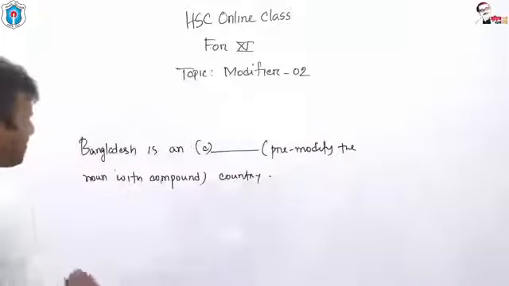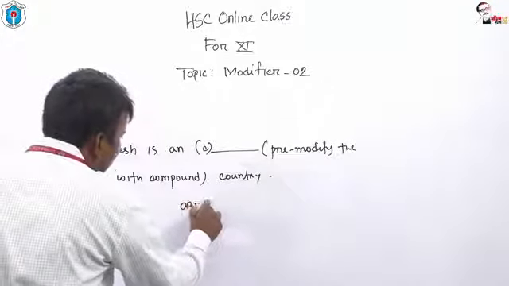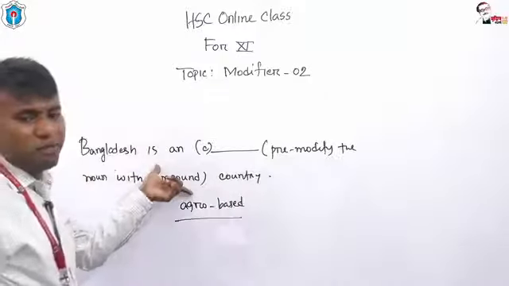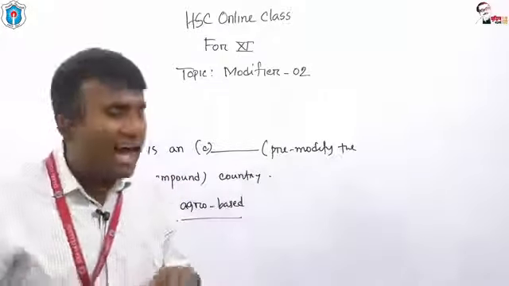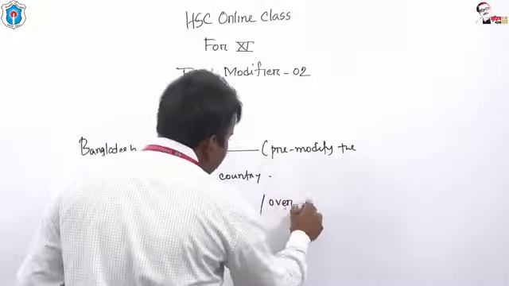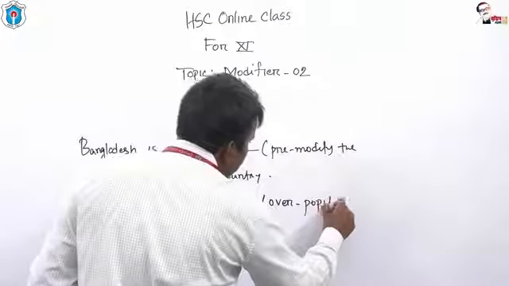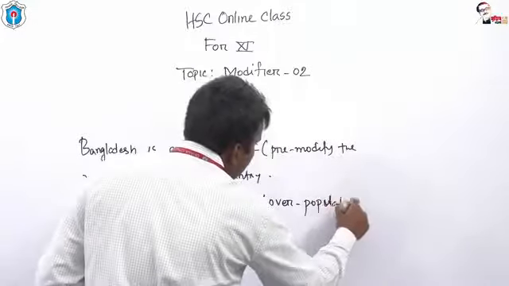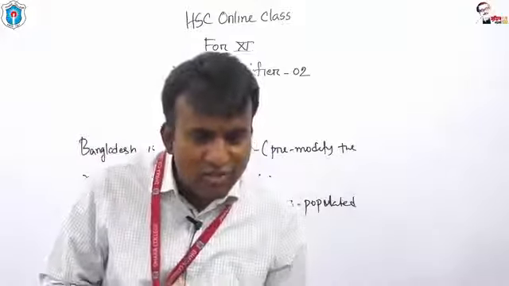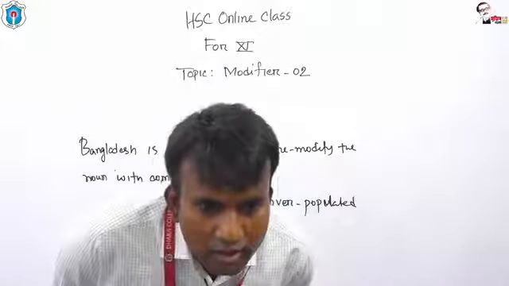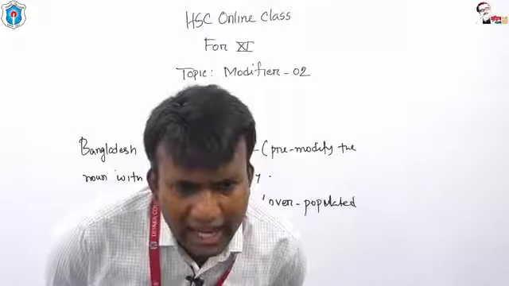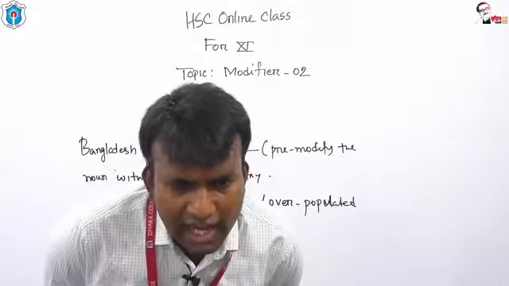Excellent. Bangladesh is an agro-based country. Here agro-based is a compound. How we can create compound, I will not talk about right now. Agro-based, can I say overpopulated? Agro-based, overpopulated. Nafis N Islam, agro-based, please use small letter a in agro-based. Inside agro-based put a hyphen, okay?